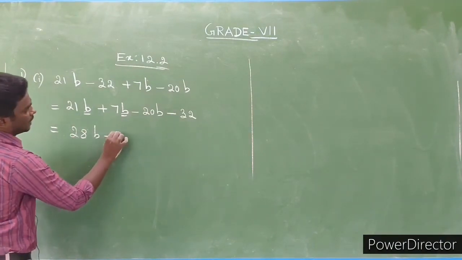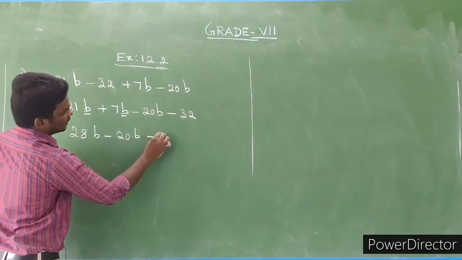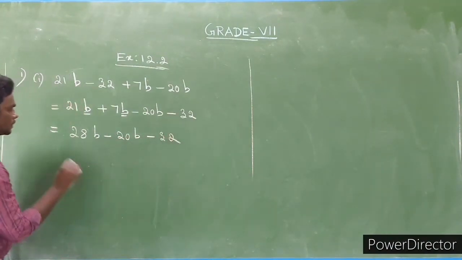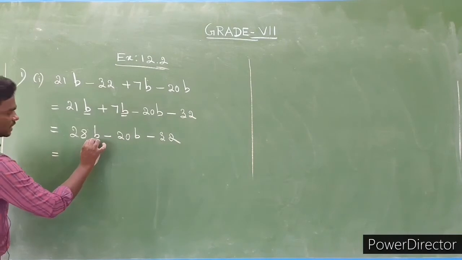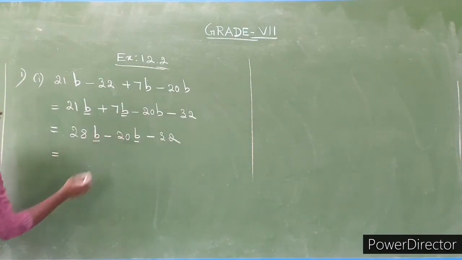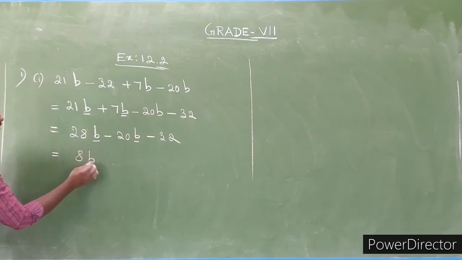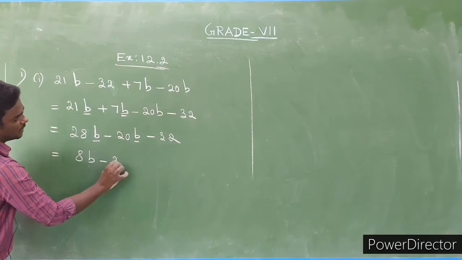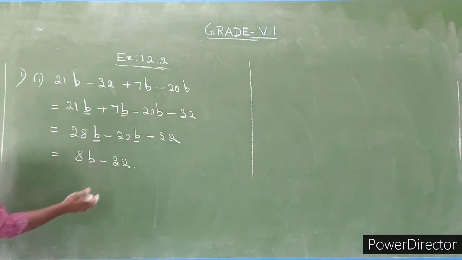28b minus 20b minus 32, which is equal to, the same variable b is given again, so we can subtract 28 minus 20. What is that? 8b. 28b minus 20b, the value is 8b minus 32. So this is the simplification. This is the simplest form of this expression.